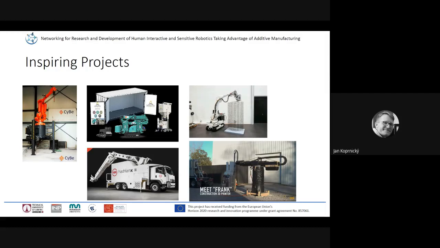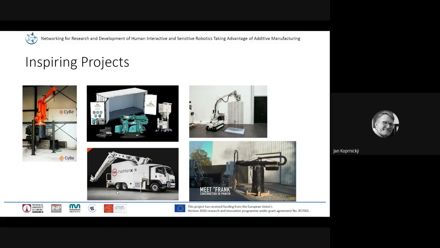In Situ Fabricator from ETH Zurich. They use this mobile platform with an industrial robot not only for printing, but also for welding, for example, for bricklaying and so on. And they follow specific research tasks.